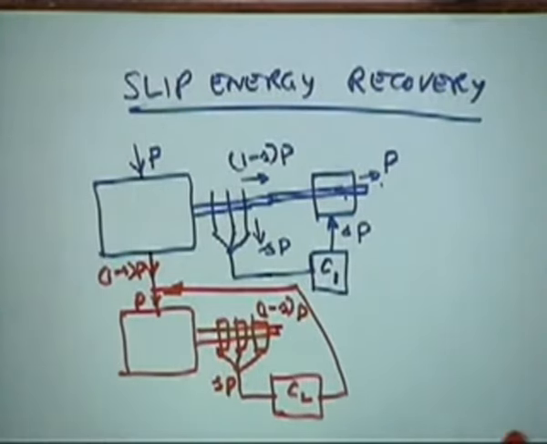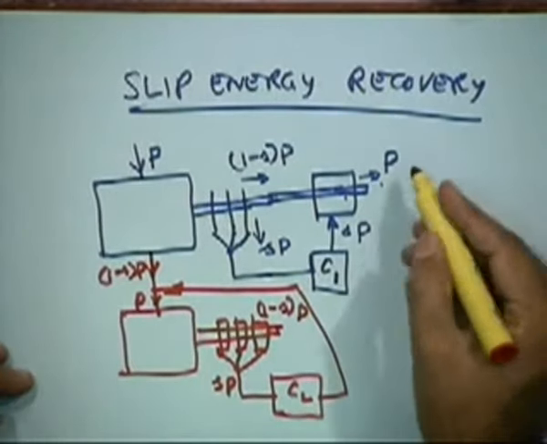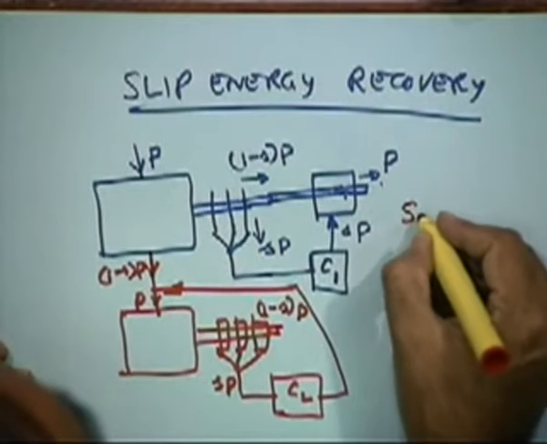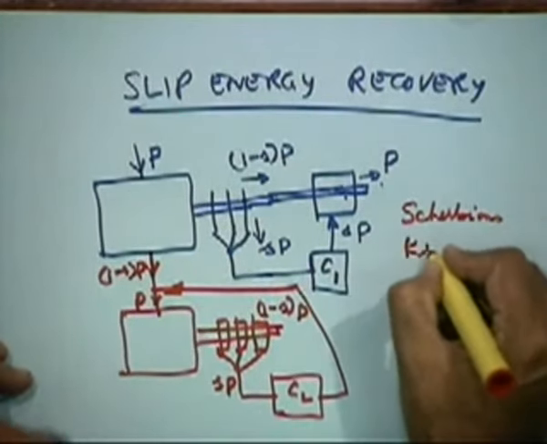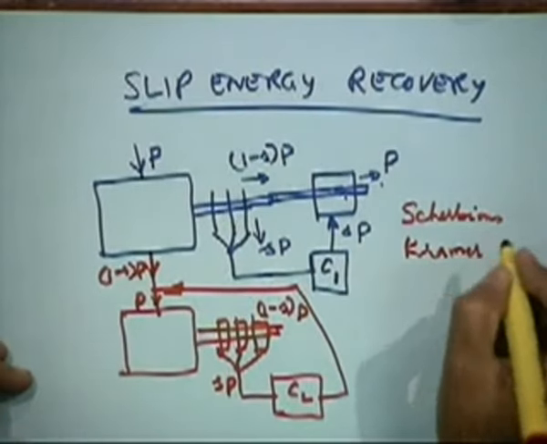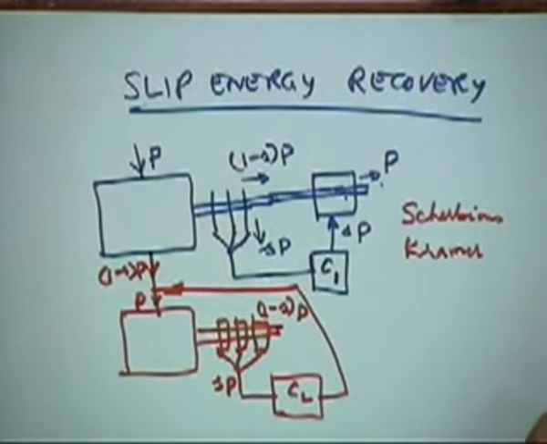These were very popular, and the two persons who gave these schemes were called Scherbius and Kramer. Once upon a time they were very, very popular: the Scherbius drive and the Kramer drive. These were the two engineers who developed this. Now we can see how it can be done.